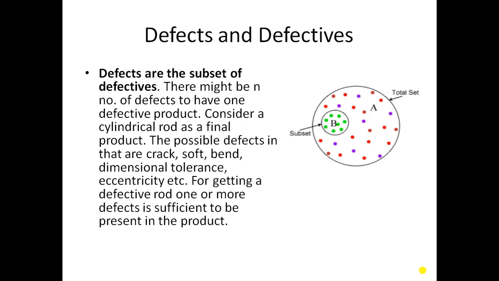So for getting a defective product, one or more defects present in the product is sufficient. We'll discuss in detail later about defects and defectives. This will be a part of the attribute chart.